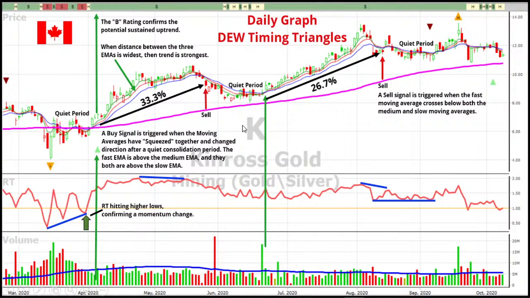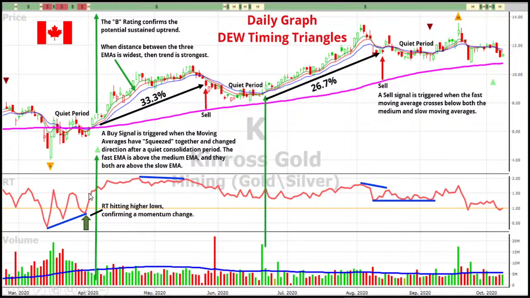So here's a Canadian stock. Kinross Gold also trades in the U.S. exchanges as well. There's your quiet period. I know it doesn't look very quiet, right? Price is pretty volatile during that period, but the moving averages are squeezing. Price begins to pull away from the 50-day moving average, and there's the separation between the moving averages.